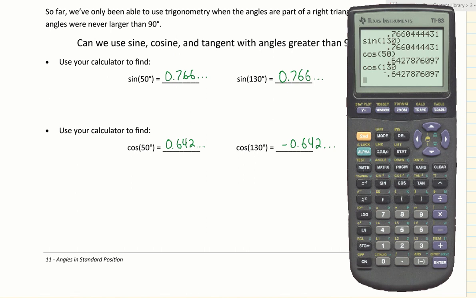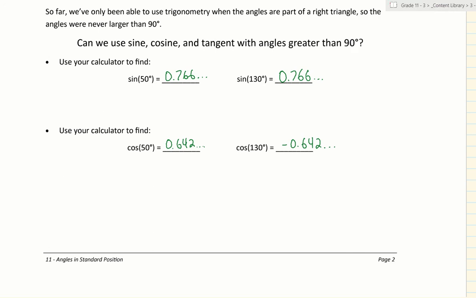And just for the heck of it, let's check out the tan of those numbers. So tan of 50 is 1.19, and the tan of 130. Again, they're opposite signs. It's the same number, but one's positive, one's negative. So why is it the sine is the exact same number? Why is it the cos has opposite signs? And why is tan the same number, except one's positive and one's negative?